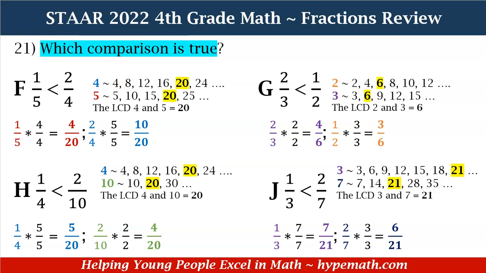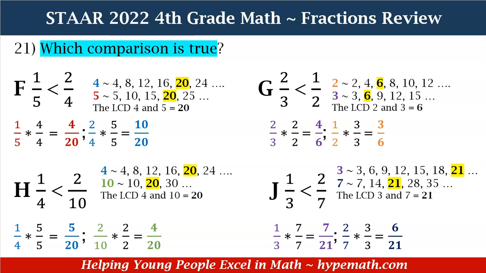Now let's look at 2/10. Since our LCD is 20, I am going to multiply my numerator and denominator by 2. Multiplying my numerators across, 2 times 2 is equal to 4. 10 times 2 is equal to 20. So my equivalent fraction for 2/10 is equal to 4/20. Now let's look at J. We're almost there, 4th graders. Hang in there. We have 1/3 is less than 2/7. So I have to find my LCD.